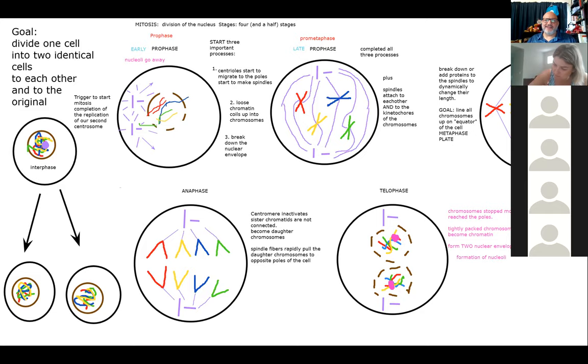And of course, at the end of this process, we have a complete nuclear envelope and a second complete nuclear envelope. We have two complete nuclei, both with identical information in them, and mitosis is complete.